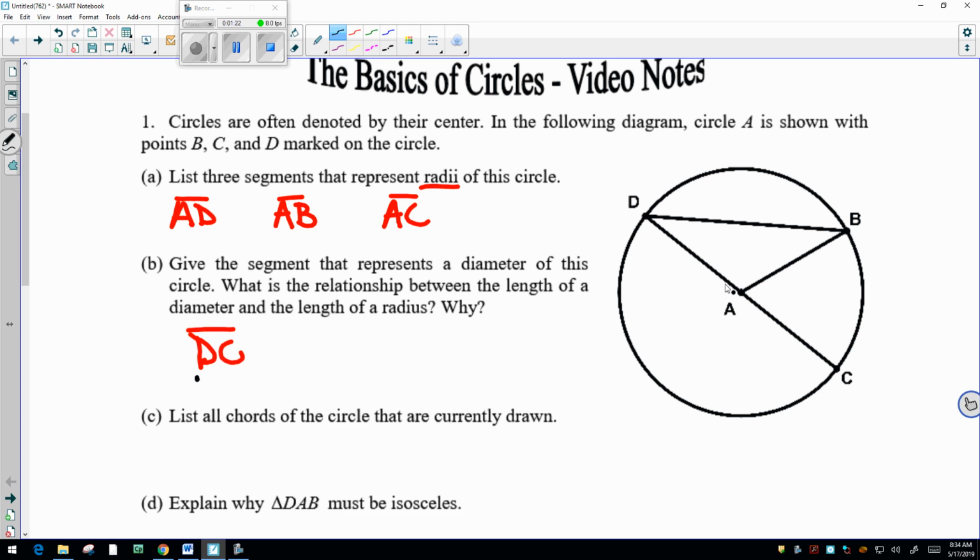And now it says, what's the relationship between the length of the diameter and the length of the radius? So we could say that the diameter is equal to 2 radii put together. Or we could look at it in the other direction. We could say 1 radii is equal to half the diameter.